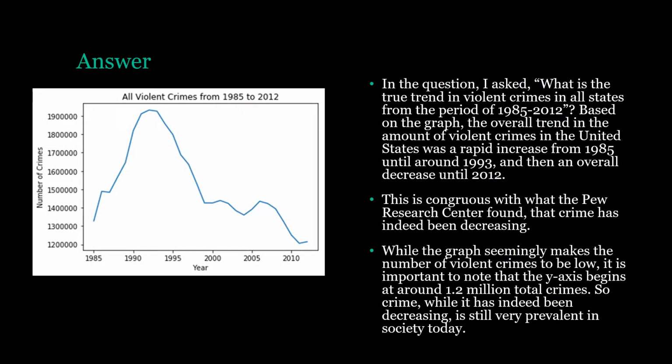So the answer to the question I asked, which was, what is the true trend in violent crimes in all states from the period of 1985 to 2012, was that it was very congruous with the Pew Research Center article. It was increasing until about 93, and then decreasing from there on after. One thing I do want to point out is that while the graph seemingly makes the number of violent crimes out to be low, it ends around 1.2 million. So while crime is indeed decreasing, it's still very prevalent in society today.